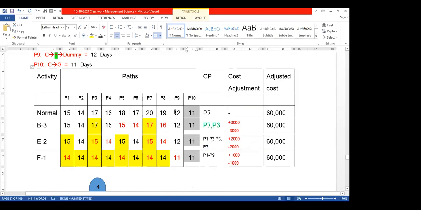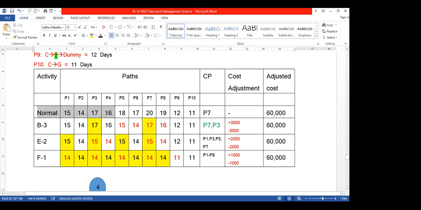P2 and P9 also we don't need to consider because they are less than the minimum duration. These two paths we don't need to consider. The other paths we have to consider. Until the last process there are no changes, basically no impact. So anyhow, we have to incorporate it. Then we put the normal durations 15, 14, 17, 16, 18, 17, 20, 19, 12, 11, 11. So the critical path is P7.